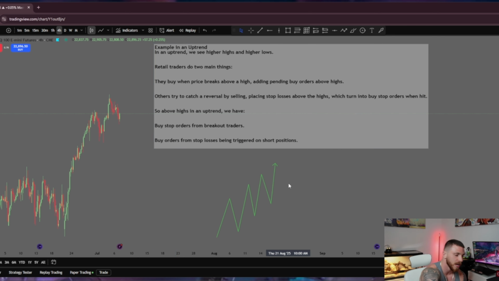Correct? So we have two types of buy orders in that area. Above highs in an uptrend, we have buy stop orders from breakout traders, and we also have buy orders from stop losses being triggered on short positions. Okay? So we'll put that there.